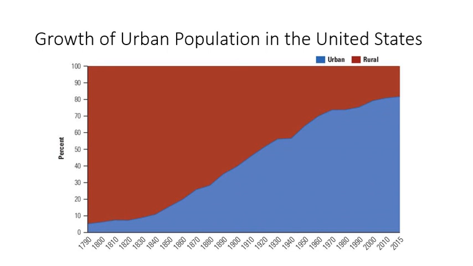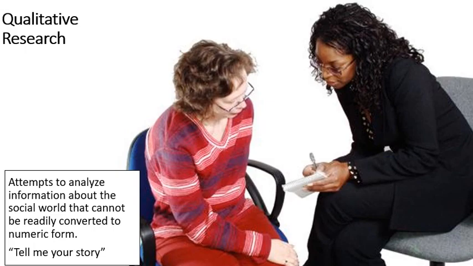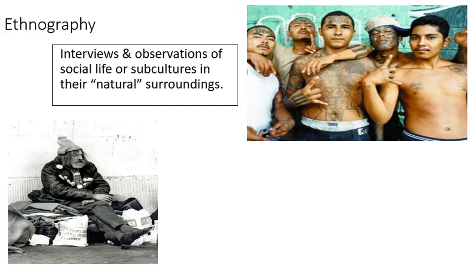There are a lot of questions we might be able to ask about this data that are not represented just in this quantitative reporting. Another branch of sociological research designs falls under the umbrella term qualitative research. Qualitative research attempts to analyze information about the social world that cannot be readily converted to numeric form. One example of a qualitative research design that's talked about in chapter 2 is ethnography. So ethnography involves oftentimes both interviewing and observations of social life or subcultures, groups in their natural surroundings, quote unquote.